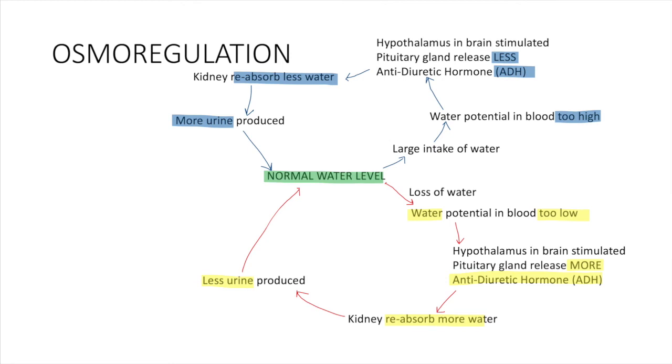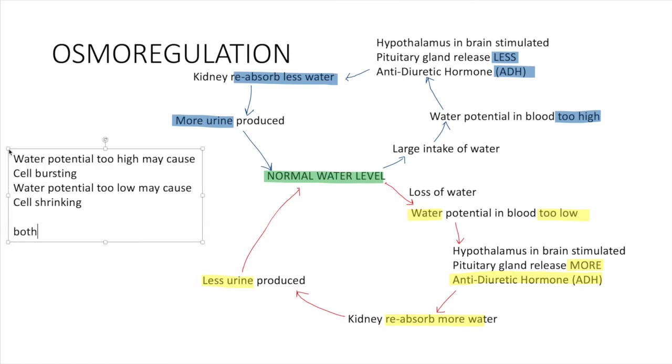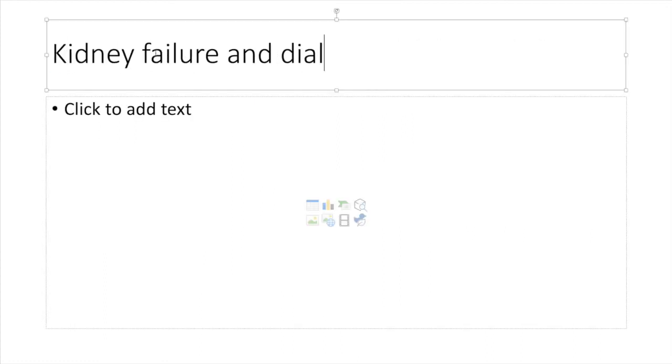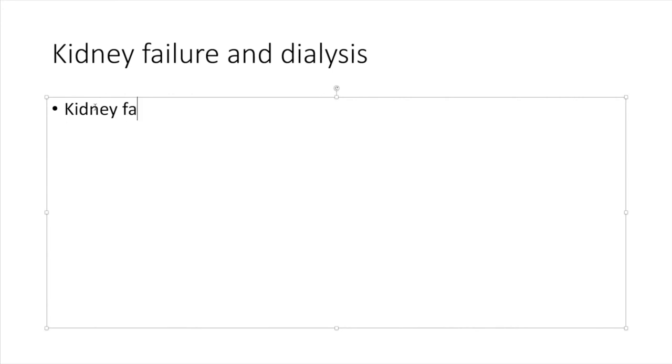This process of maintaining a constant internal environment is called homeostasis, which we'll be covering in future videos. And of course, maintaining a healthy amount of water potential in the body is important for cells. If not, these will happen. Recall the earlier video, link in the top right corner. And finally, we'll be talking about kidney failure and the process of dialysis.